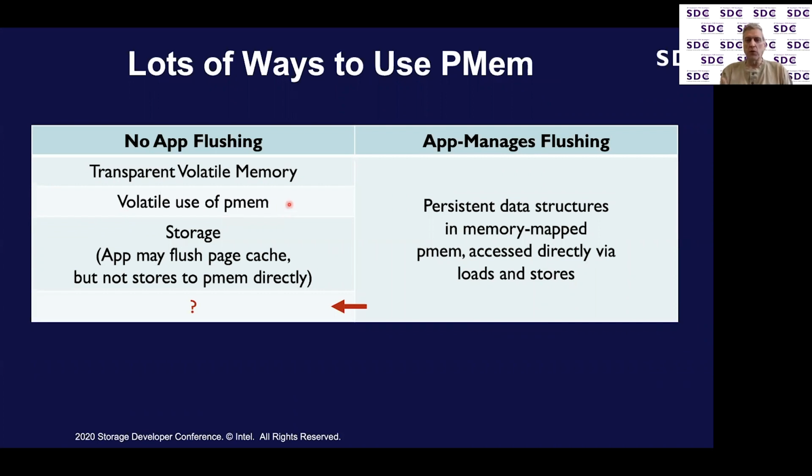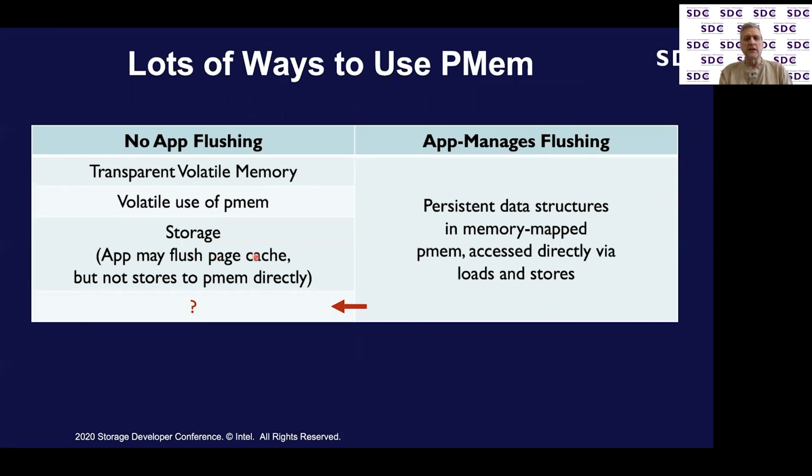And of course, it requires no app flushing. So there's really no pain point there. When you're using it as storage, as I mentioned before, storage has always needed you to do flushing of the page cache. That works the same way it always has. You don't have to worry about the individual flushing of stores to persistent memory. So all this stuff on the left is kind of too easy, right?